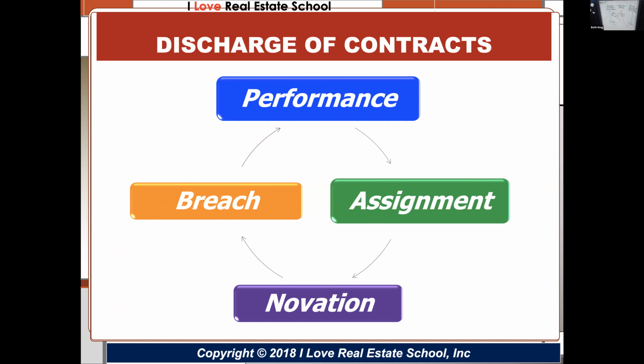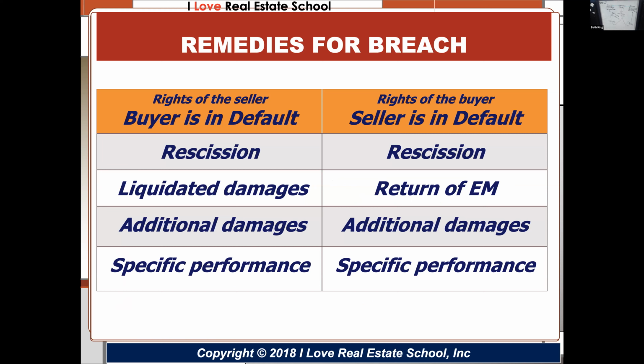And then the final way to discharge a contract is to breach it. And we talked earlier about breaching is violating the terms of the contract. Now, you really can't stop somebody from breaching the contract. However, you do have what they call remedies. What if someone does breach the contract? What can you do? So we're going to look at it from the two sides, okay? We're going to look at it from the rights of the seller and the rights of the buyer, okay? So let's start with seller.